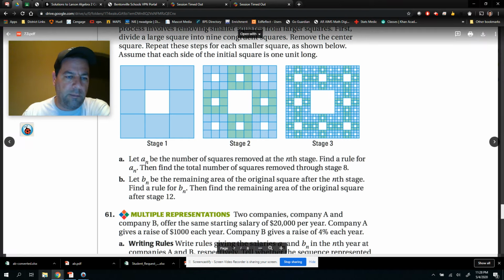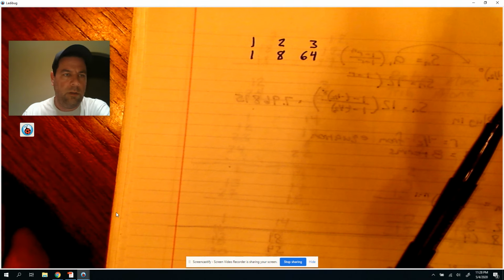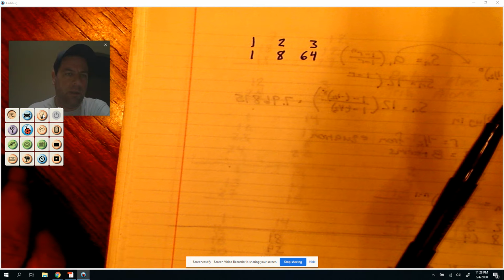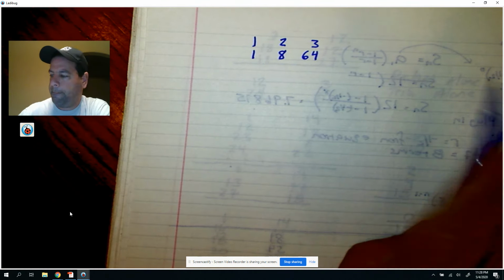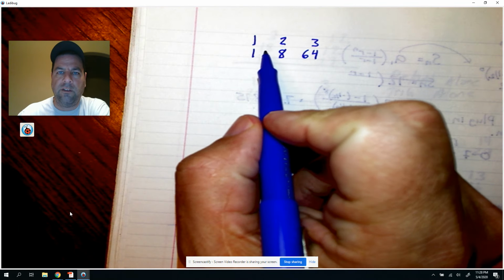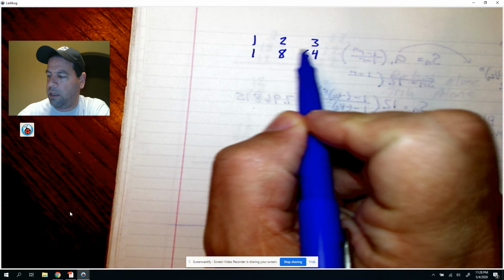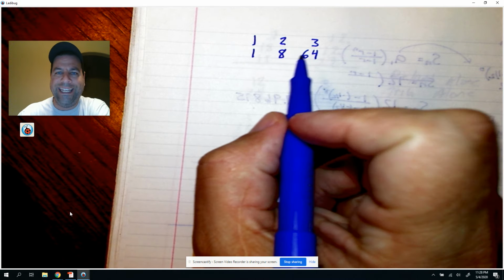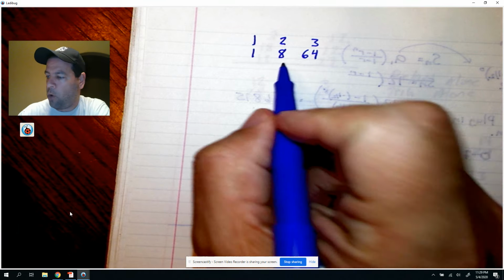Let me pull up my paper right here. Let's turn the light on. That's better. So we can see from here, guys, that I multiplied 1 times 8 and 8 times 8. So my R value, the ratio, R, is 8.